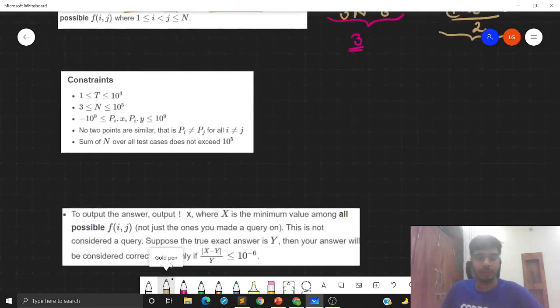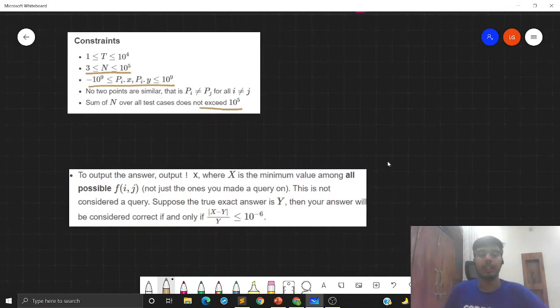It says that there will be multiple test cases. The number of points will be between 3 and 10 raised to the power 5. The coordinates of these points, which are hidden from us, will range from minus 10 raised to the power 9 to 10 raised to the power 9. These points will be distinct as mentioned in the problem statement, and the sum of n over all test cases does not exceed 10 raised to the power 5.